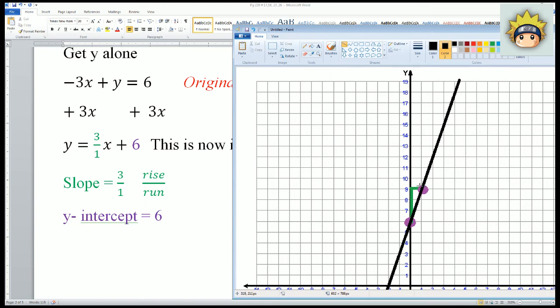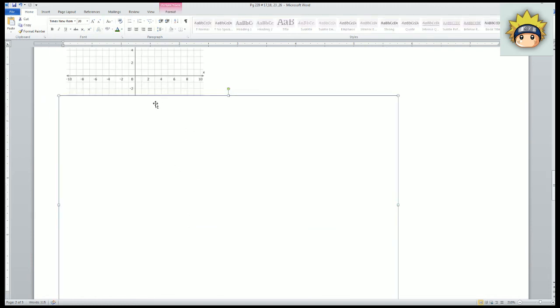Another way people do it is they just keep repeating it, right? So they keep going up 3, across 1. Let me show you. What sometimes students have done is they have more points. Do you see how this is up 3? Rise is 3, run is 1. Up 3, across 1, second point. Up 3, across 1. Up 3, across 1. It just gives them a better graph. Good, and there you go. Next one.